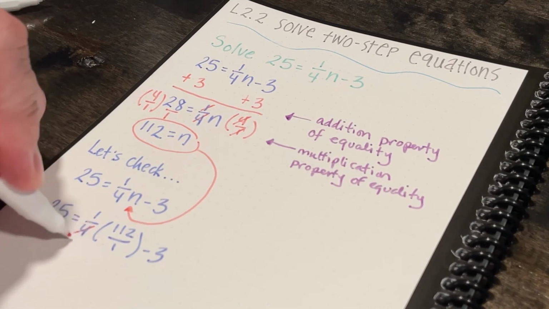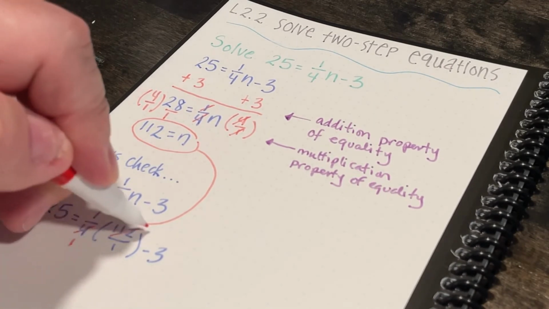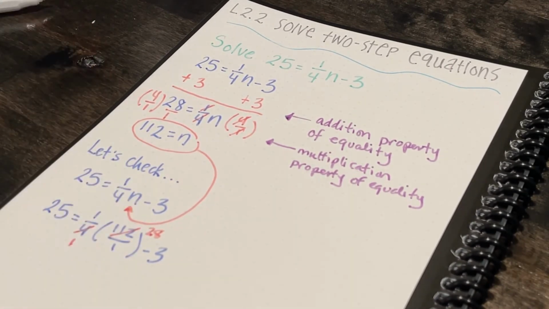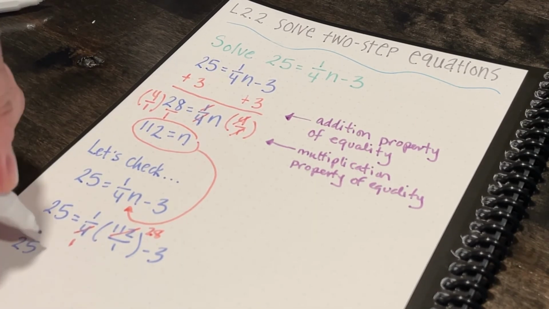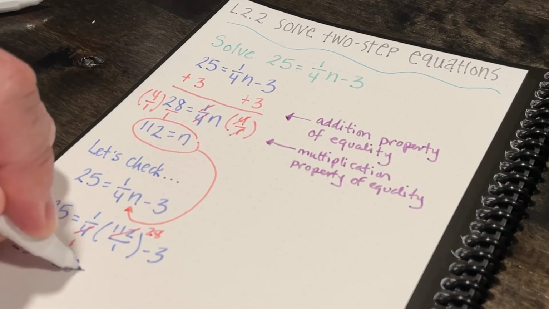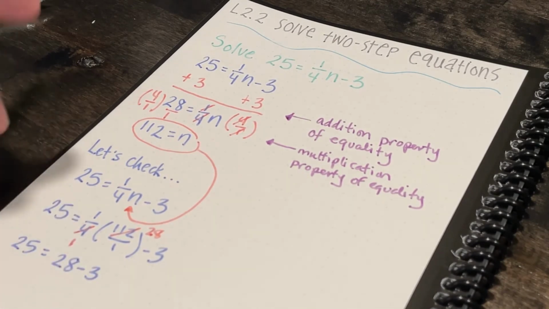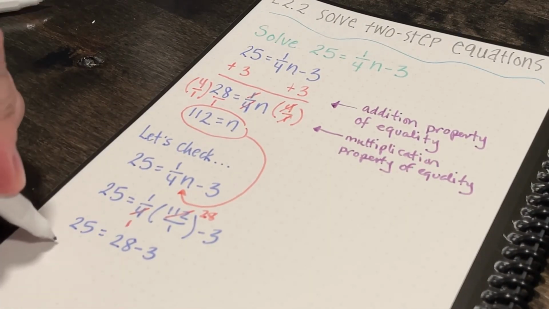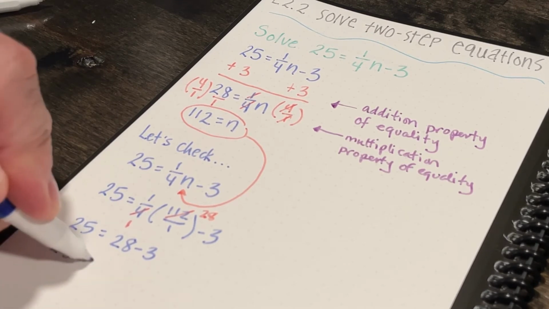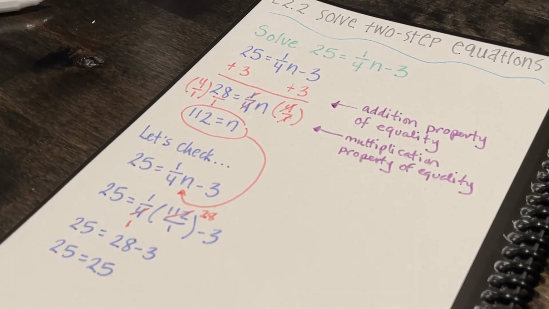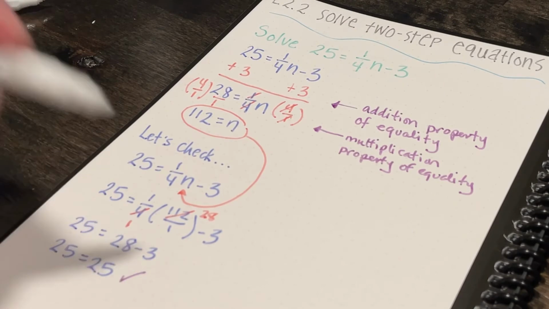Through the process of cross-simplifying, I'm going to divide both 4 and 112 by 4. And now I'm going to get 25 equals 28 minus 3. I'm going to keep simplifying. I get 25 equals 25, which is a correct solution.